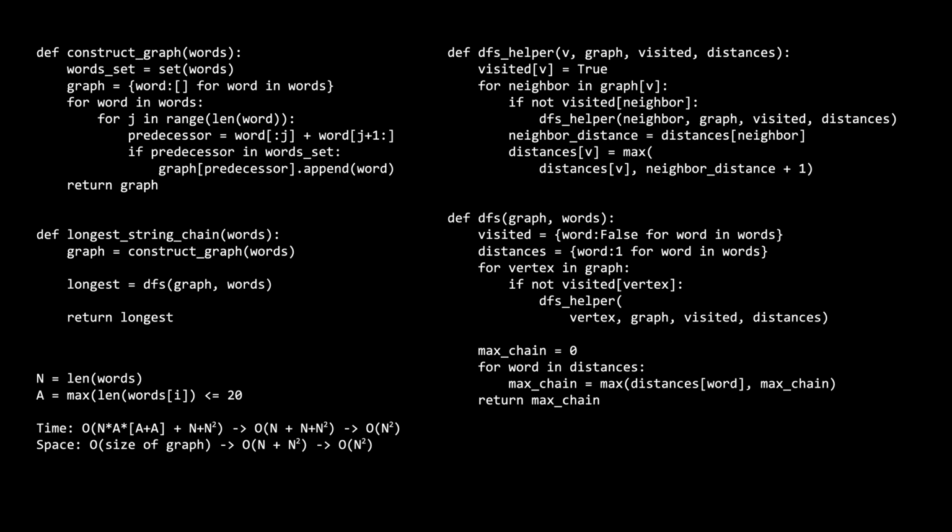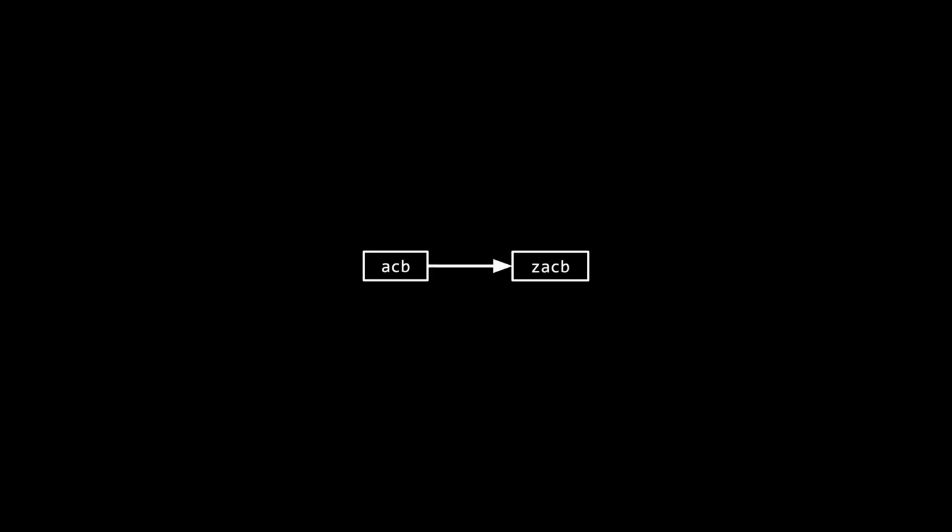So now that we've discussed time and space, that ends the discussion for our first solution. Let's try and improve it with a second solution. This solution is very similar in concept to the first solution, but instead of a graph, we are going to do some dynamic programming. In our previous solution, we constructed a graph where for any word, if there was a word connected to it, it meant that we could form a chain between the previous word and this word.